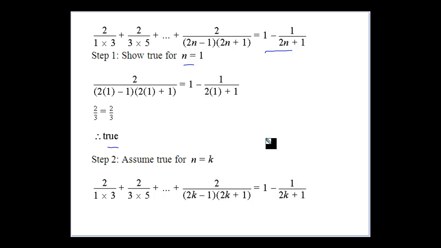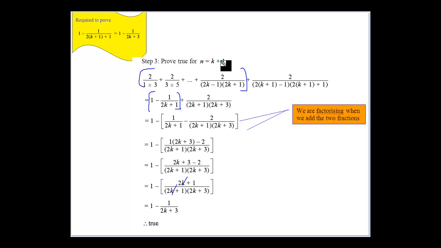Again, assuming that n is equal to k, this whole statement here is equal to 1 minus 1 on 2k plus 1. So step 3, we want to prove that it's true for n equal to k plus 1. So we need to get a k plus 1 in there for n. So what are we required to prove? We want to prove that we get this statement, which can be simplified down to 1 minus 1 over 2k plus 3. So that's what we're looking to prove.